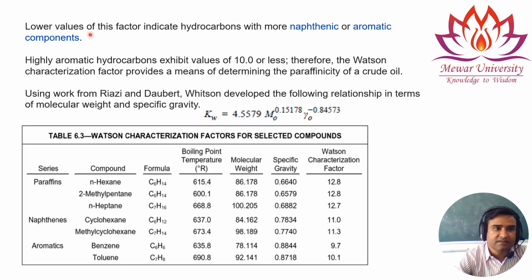Now next we have lower than 12.5 values of this factor. It will indicate the hydrocarbon with more naphthenic or aromatic compound, and if they are highly aromatic hydrocarbon, this will exhibit the value of 10 or less than 10. The Watson factor will be less than 10, and therefore the Watson characterization factor provides a means of determining the paraffinicity of a crude. That means how much paraffin is present in the crude oil.